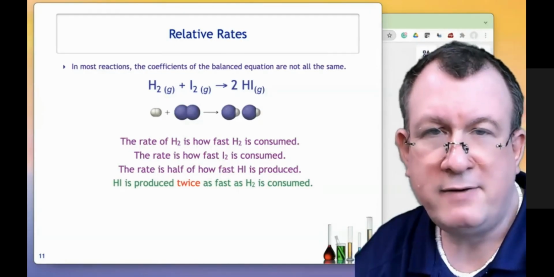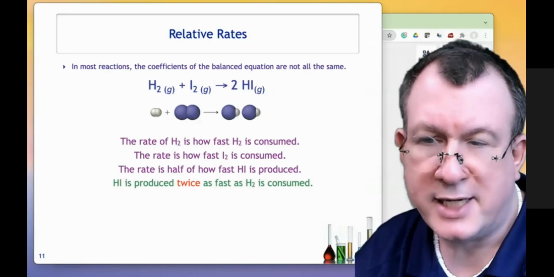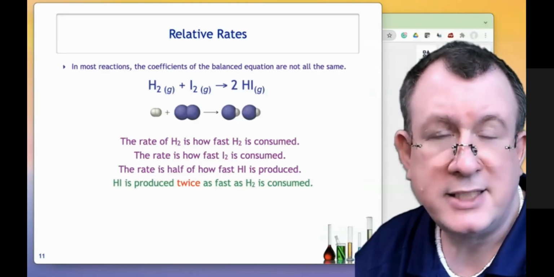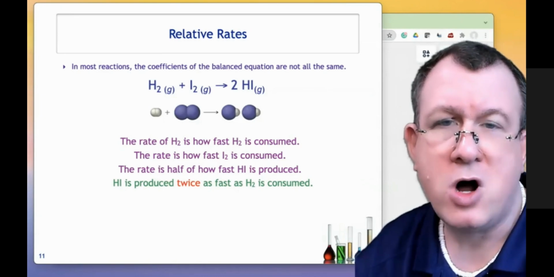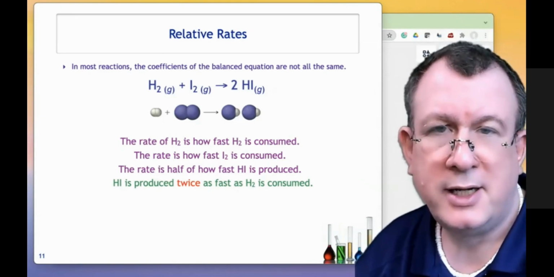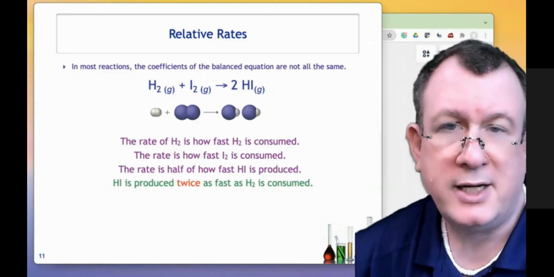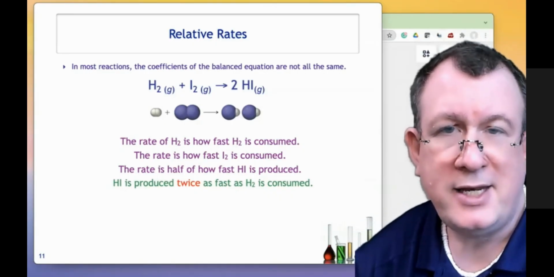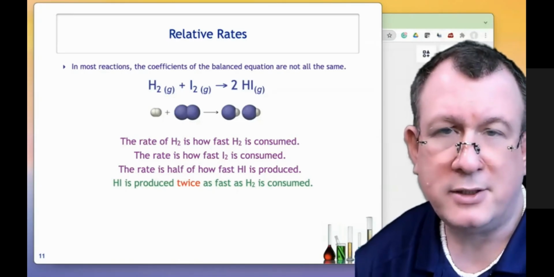The heat of reaction is not specific to hydrogen. It's not specific to iodide. It's not specific to hydrogen iodide. The heat of reaction is something overall about that change. It's about the difference in energy between the reactants and the products. The heat of the reaction is not about one component. It's about how the components relate to each other.